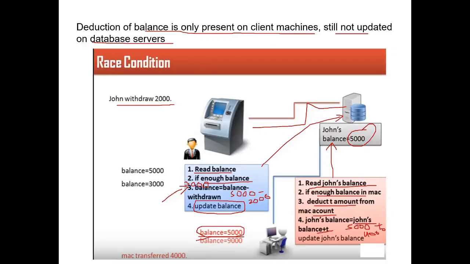See, it has read the balance 5,000, but before updating it on the database server, it has read the wrong balance, that is 5,000, and due to which now John's balance is showing 9,000.